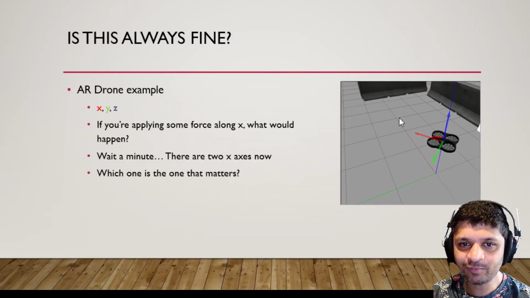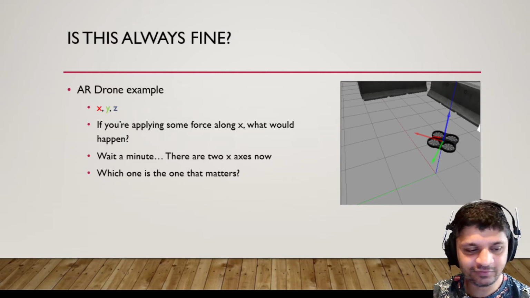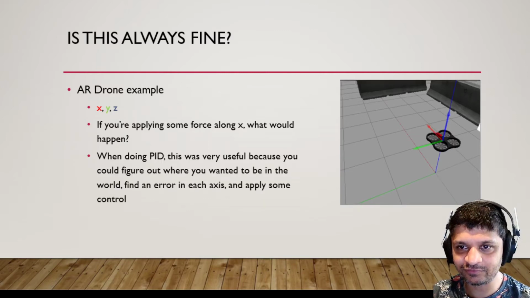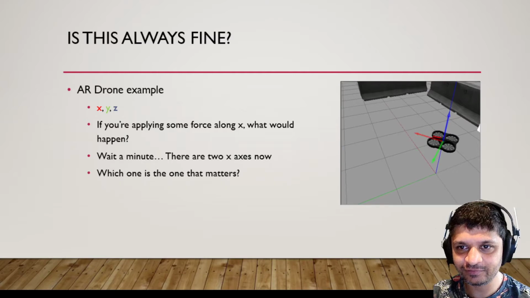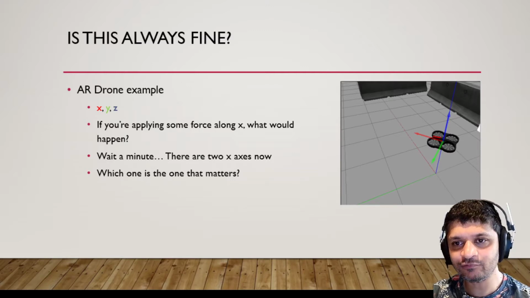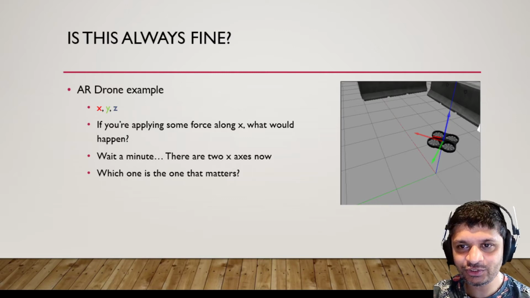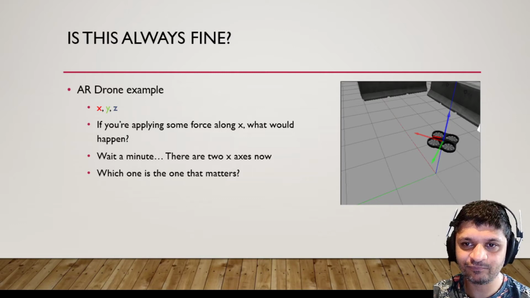But what happens if the drone rotates, right? So if you look at what happened to the drone, it was facing straight and then it rotated so that it's now facing this way. Okay. Now what's interesting is if you apply a force along X, the drone's going to go this way, right? Which is a bit problematic because in the world, X is this way. So the complication is that there's now 2 x-axes.